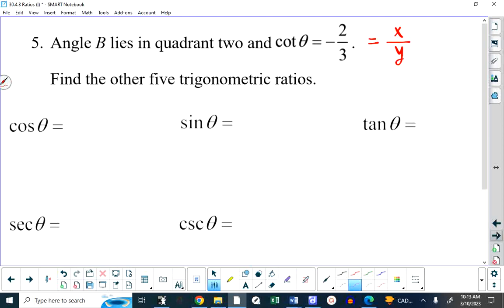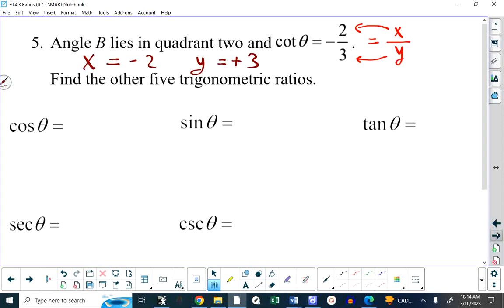Why do I know when I start equating these things that x is negative 2 and y is positive 3? Why can't x be positive 2 and y be negative 3? Because it lies in quadrant 2. It tells you where it is. It's in quadrant 2, so you should know that in quadrant 2, x is negative. If it had said quadrant 4, even if I put the negative upstairs with the 2, it would belong in the bottom.